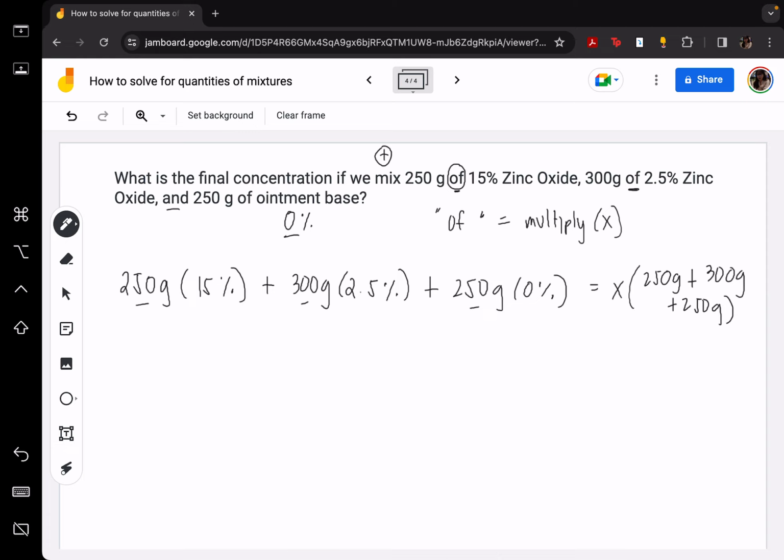Right? So if we simplify this, we get 250 plus 300 plus 250. The final is 800 grams. Okay, that's the final if you add all of them. So let's do this. Okay, remember this one is already removed because any number multiplied by 0 is 0. Okay, so I think we can simply approach this ignoring again your percent. So 250 times 15, 750 plus 300 times 2.5, you get 750. So we already removed this guy. X times 800.